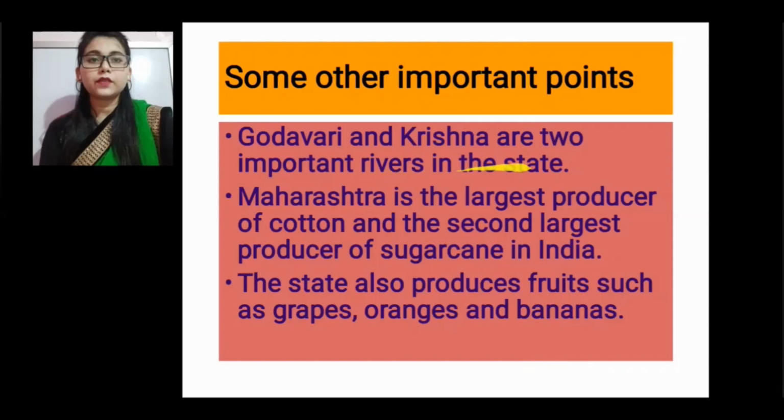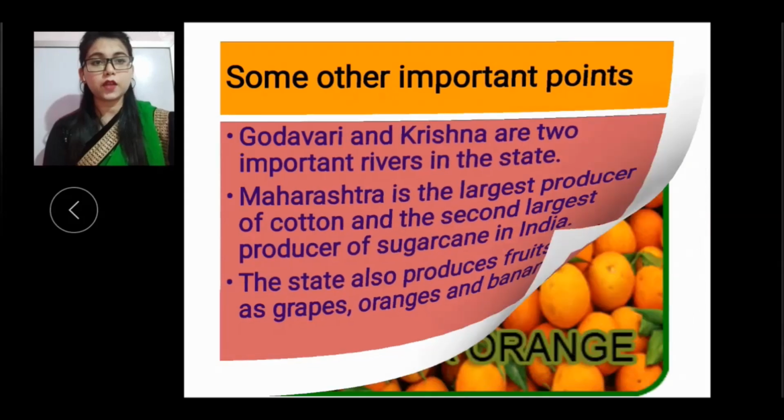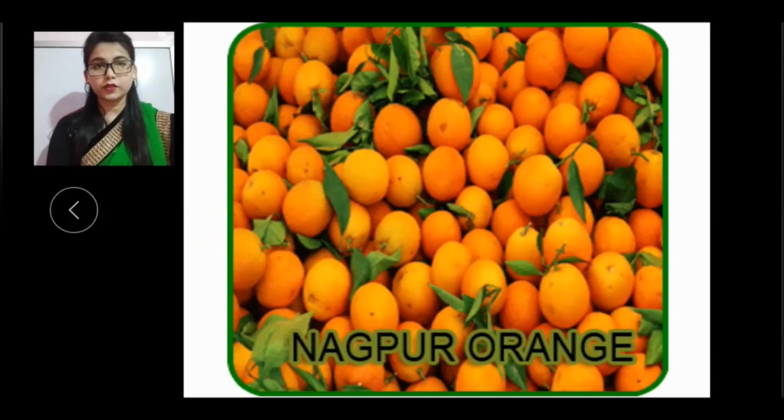Godavari and Krishna are two important rivers in the state. Maharashtra is the largest producer of cotton and the second largest producer of sugarcane in India. The state also produces fruits such as grapes, oranges and bananas. You know very well the oranges of Nagpur are very famous. So let's see the picture of the Nagpur oranges.